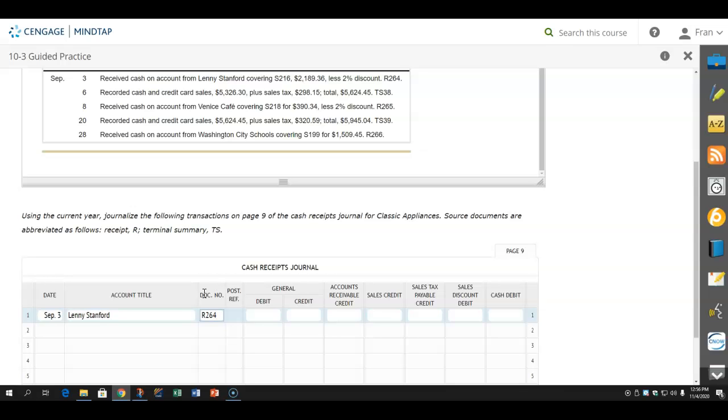264 is our document number. All right, so we're receiving cash $2,189.36, so that's going to be the amount that they owed us, $2,189.36. But it says they took a 2% discount. So we don't have to worry right now about sales tax, because that was already incorporated into that accounts receivable when they got the merchandise from us. So all we have to do is figure out $2,189.36, what 2% of it is, because that's the discount.